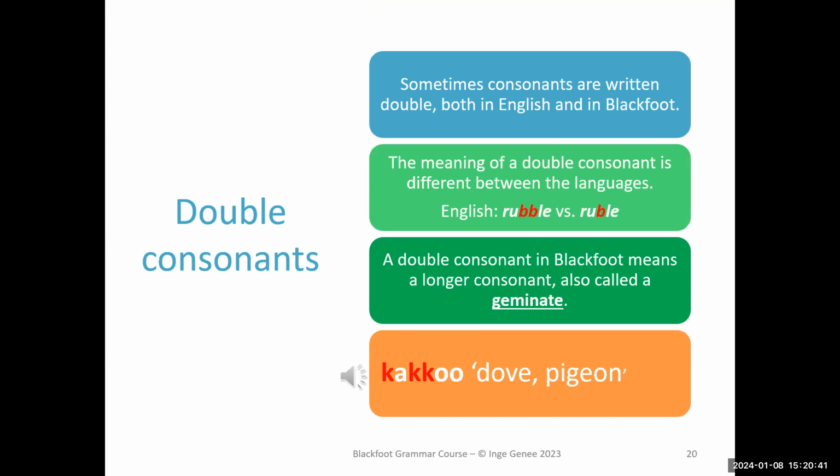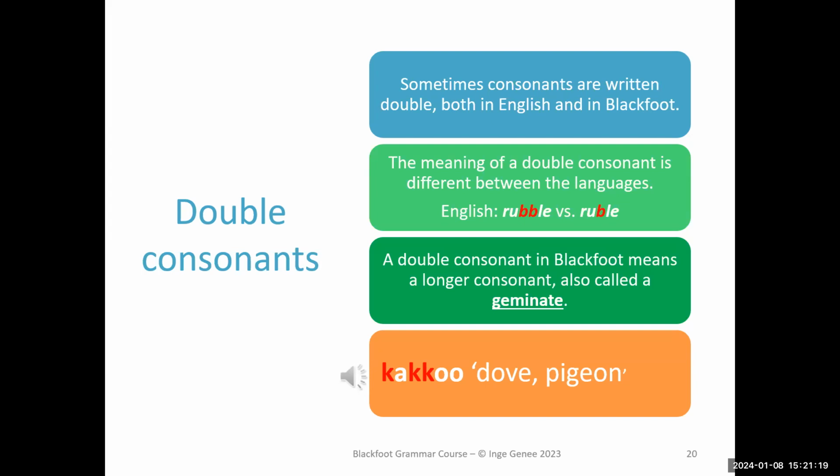Consonants can be written single or double, both in English and in Blackfoot, but the meaning of that is different between the languages. In English, a double consonant actually often tells us something about the vowel in front of it. Compare the English words rubble and ruble. The B sound is the same in both words. One isn't longer than the other. The double B makes us pronounce the letter U as an uh sound in rubble, and the single B makes us pronounce the letter U as an oo sound in ruble.